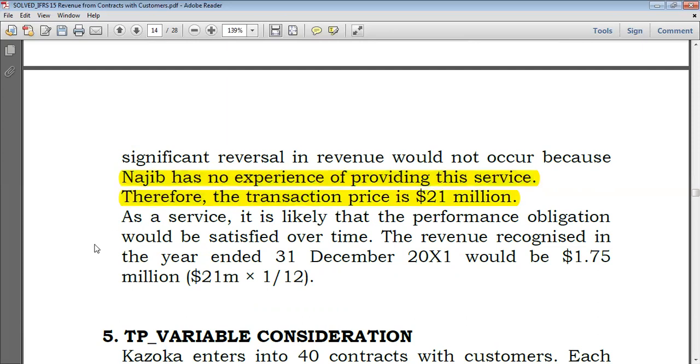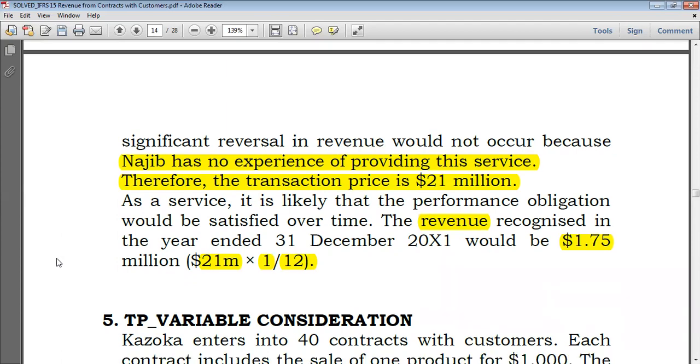So as usual, this 21 million is for 12 months. Now you would ask yourself, how much would have been there just for 1 month? So having done that, you would have to apportion this 21 million over the 1 month that has elapsed, ending up with 1.75 million. So we would recognize revenue of 1.75 million for this year end. So that's what I actually wanted to speak of.